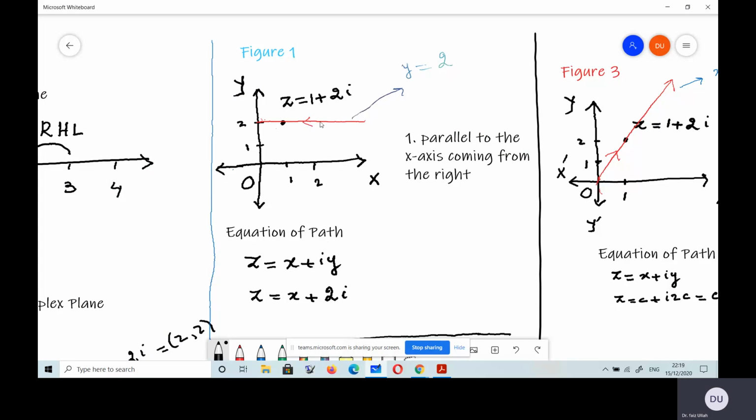To find the equation of this line, first of all, you have to put z = x + iy. Now look at this line. On this line, y is fixed. y = 2. So y is fixed, but x is a variable, coming from infinity towards this point. So just put y = 2 in z = x + iy, and you will get the equation of this line, which is z = x + 2i. So this is the equation of this line.